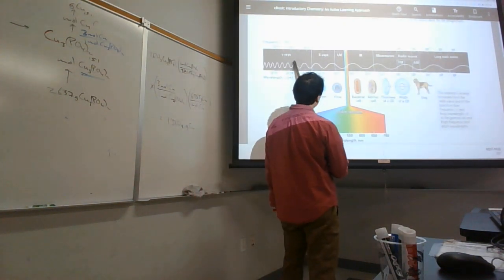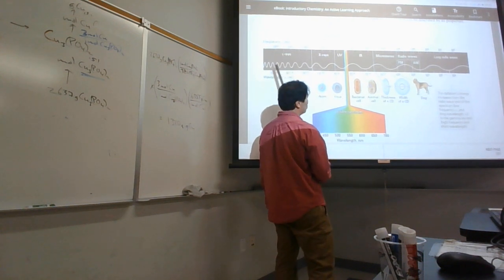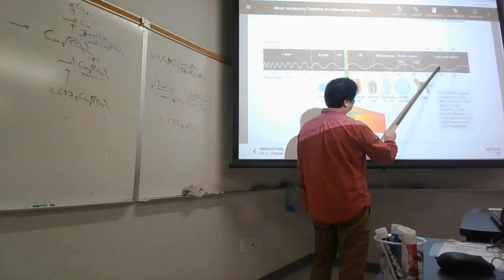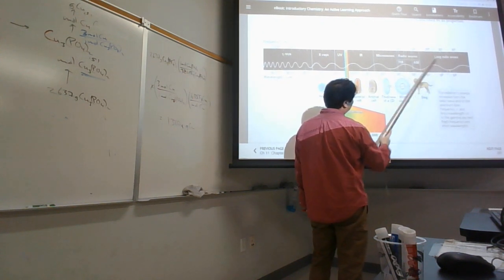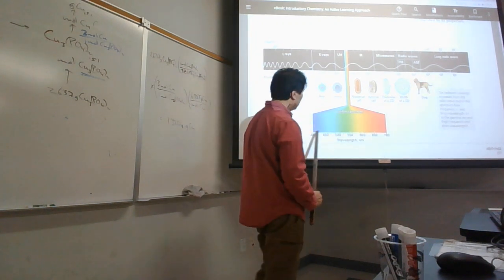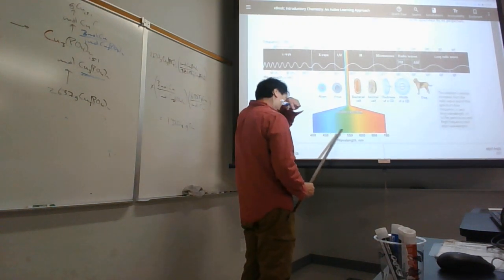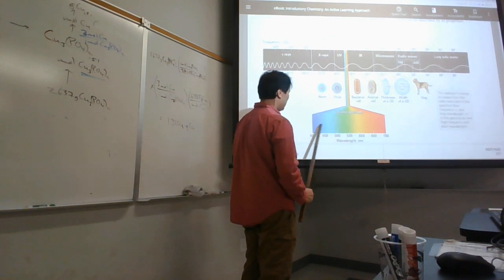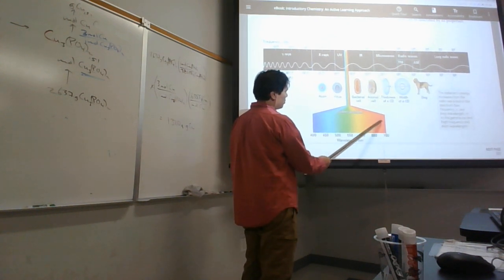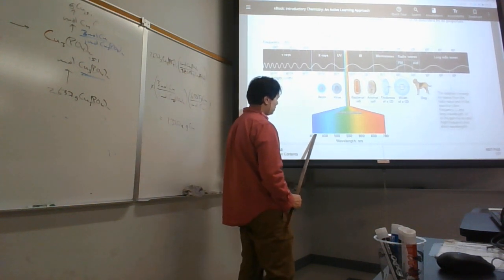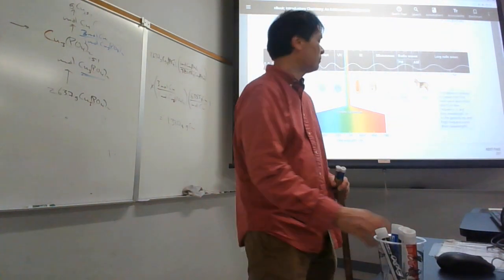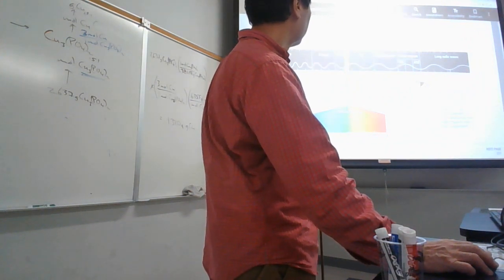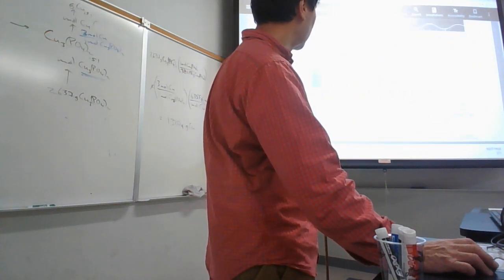In terms of energy, we're going from high energy, high frequency, short wavelength, to low energy, low frequency, long wavelength. And so it turns out that red is going to be lower in energy than violet. Red is lower energy, longer wavelength, lower frequency. Violet's higher energy, shorter wavelength, higher frequency. And so we have to keep track of these things here. So this is the electromagnetic spectrum.